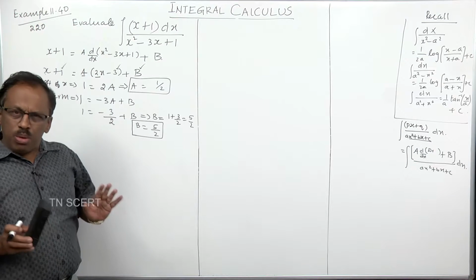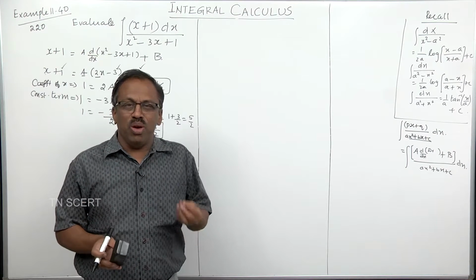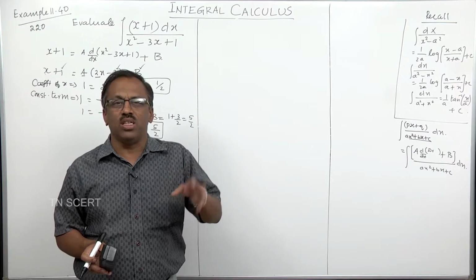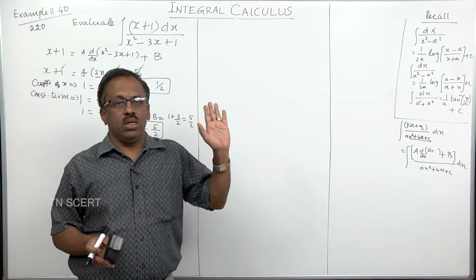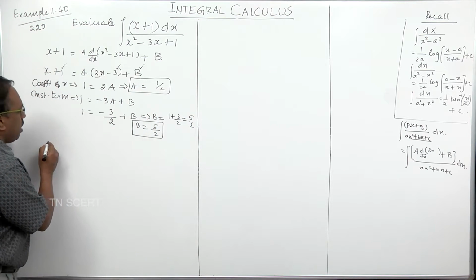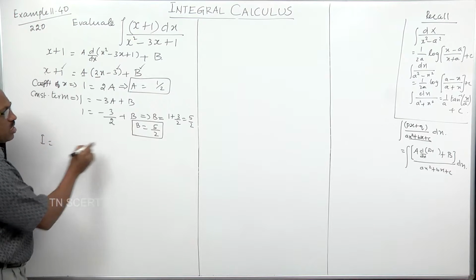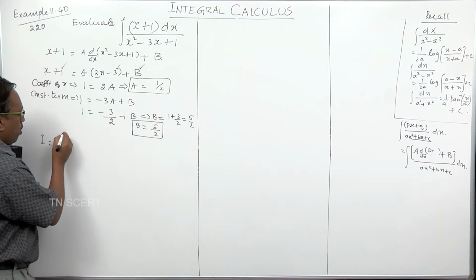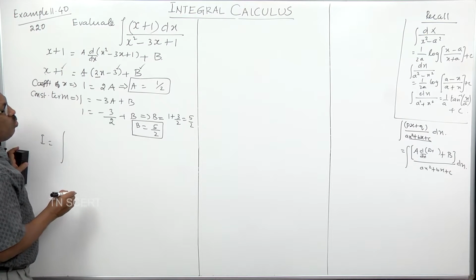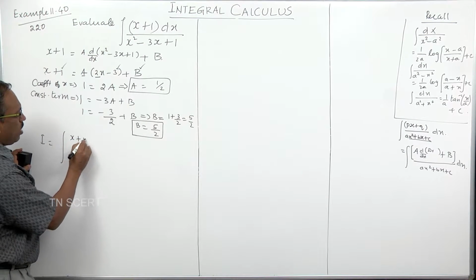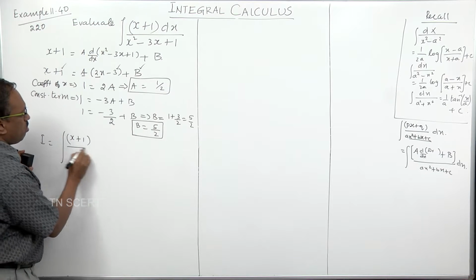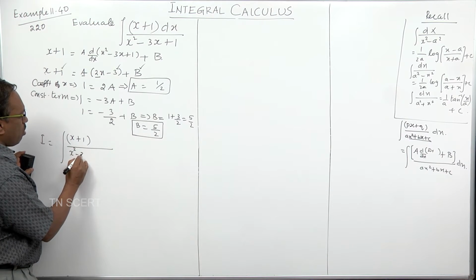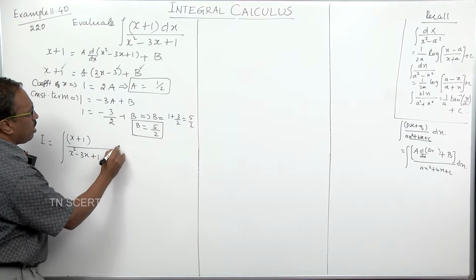Does the problem end? No, we have not even completed one stage, we have just started. So you write the problem the proper way, as I have written it, and the same way I am going to proceed. The problem is like this: (x + 1) / (x² − 3x + 1) dx.